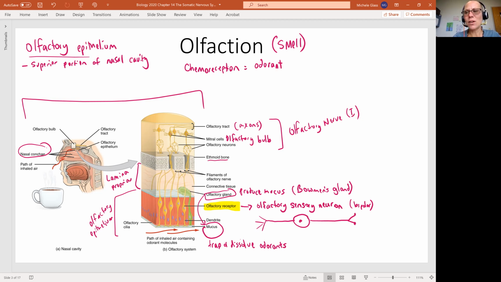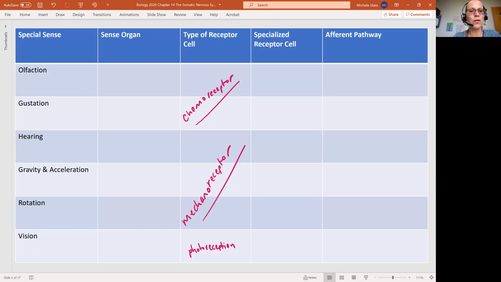Let's take just a minute and go back to our chart and see if we can fill in a few details here. So when we're looking at our big chart that we talked about in our last video, we have our special sense olfaction, and then we have a place to type in the sense organ. And here, I'm going to just write in olfactory epithelium. Now, we talked about several important details, including the lamina propria, the olfactory gland, the mucus, so make sure you're looking at all of that detail.